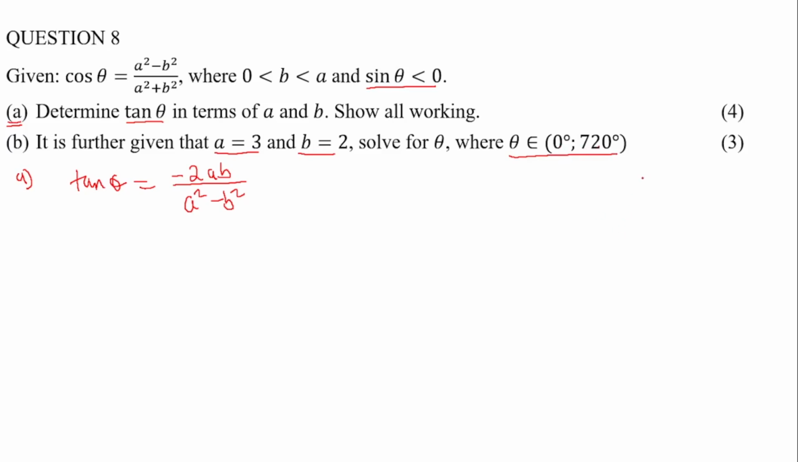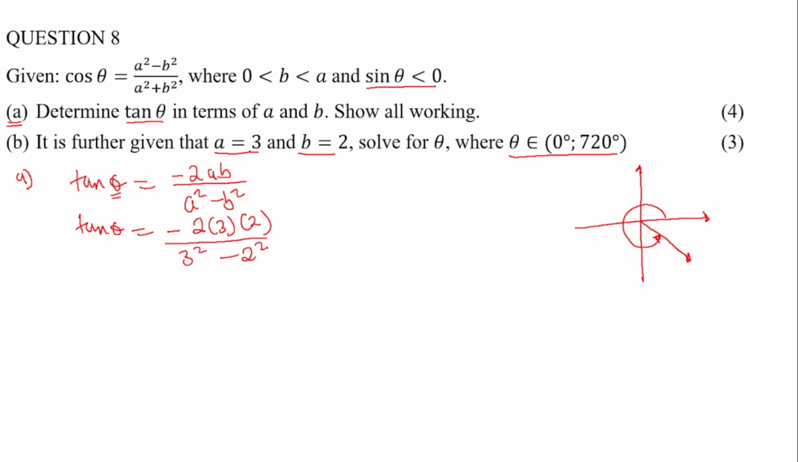But remember, we discussed our Cartesian plane, right? We said that our angle is in the fourth quadrant. We have to substitute our a and b and see what we're going to get for our theta. So tan theta is equal to negative 2 times 3 times 2 over 3 squared minus 2 squared. And then what do we get? We must get negative 24 over 5. So tan theta is equal to negative 24 over 5.